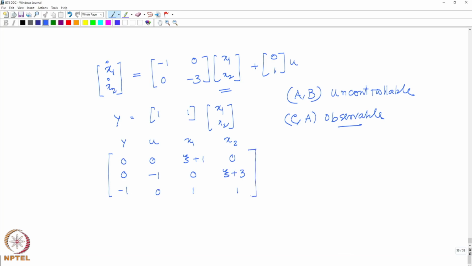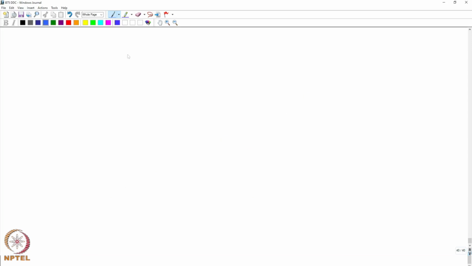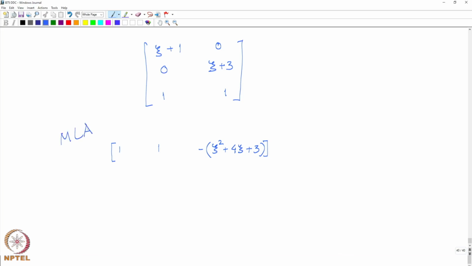So, in order to eliminate x, I need to find out MLA of the following matrix. I need to find out MLA of xi plus 1 0, 0 xi plus 3, and 1 and 1. I need to find out the maximal left annihilator of this. How do I get the maximal left annihilator? Well, you can go ahead and check that an MLA for this can be found by putting 1 here and xi squared plus 3 xi plus 4 xi plus 3, plus 4 xi plus 3, with a minus sign and 1. You can go ahead and check that this is the maximal left annihilator. It satisfies both the equations.